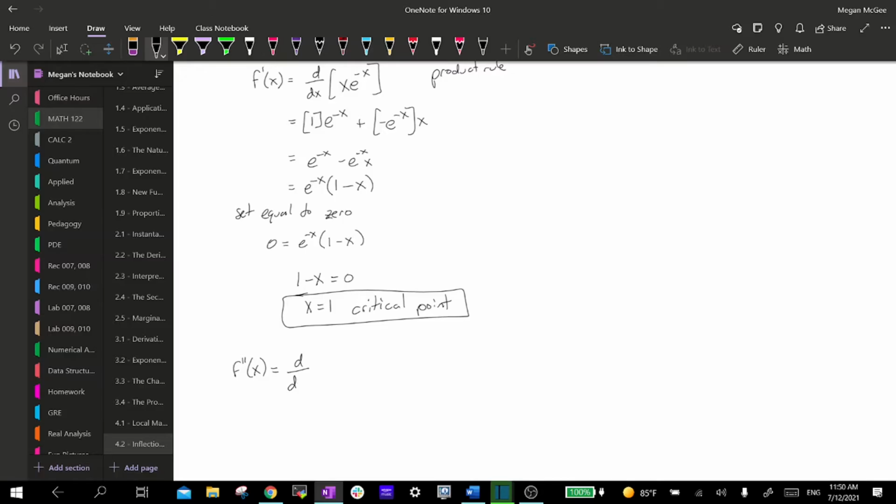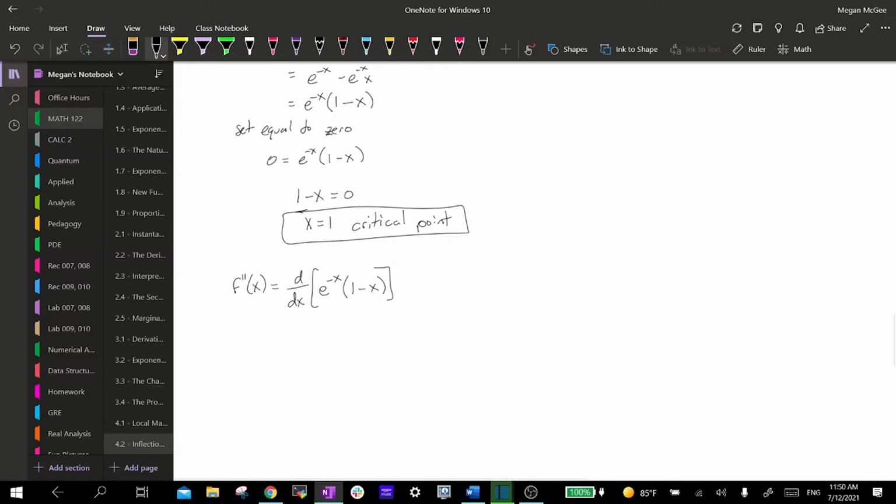Well, that's the derivative of the first derivative, right? So e to the negative x, 1 minus x. We could go through and multiply this and then take the derivative, or we can use the product rule again here and look at e to the negative x as our first function. So the derivative of e to the negative x is negative e to the negative x times 1 minus x plus the derivative of the second, which is just negative 1 times the first, e to the negative x.